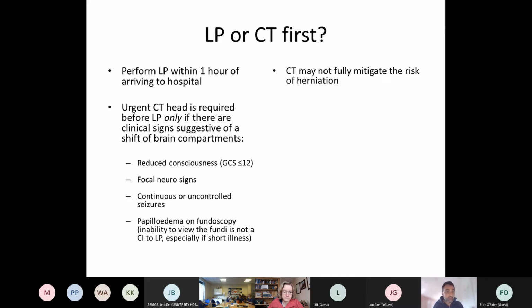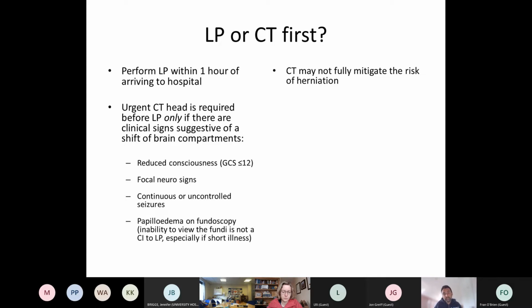An urgent CT head is required before LP only if there are clinical signs suggestive of a shift of brain compartment, so that's GCS, any focal neurology, seizures, and really papilledema on fundoscopy. But if you can't see the fundi, it doesn't mean you shouldn't proceed to LP, especially if it's a short illness. So that's actually fairly clear.